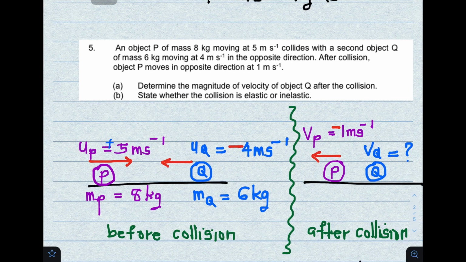We know that object P will move in the opposite direction, with the velocity of 1 meter per second and you need to put negative here, because now object P has moved in the opposite direction, which is to the left. So this is the object Q and we need to find out what is the magnitude of the velocity for the object Q. So this is what happened after the collision.